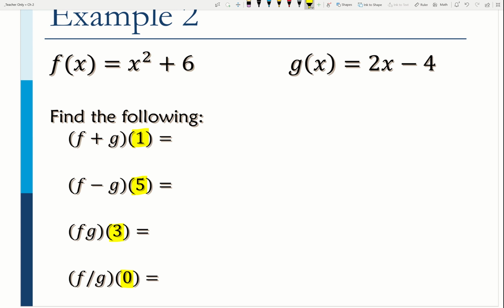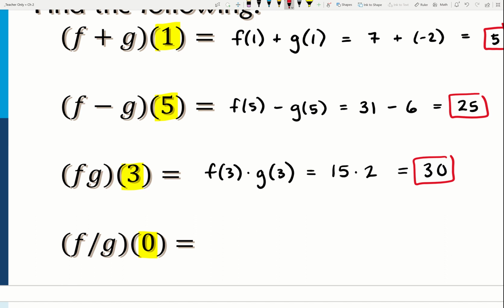Very, very simple to do. Okay? For the product function, f of 3 times g of 3. When you input a 3 into your f machine, you should be getting 15. When you input 3 into your g machine, you should be getting 2. So simply 15 times 2, and that, of course, is going to give us 30 for our output.